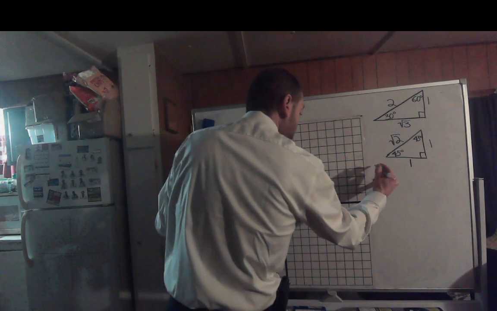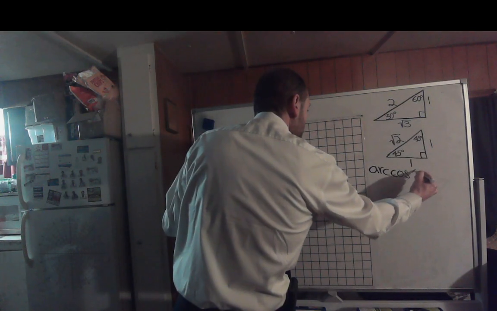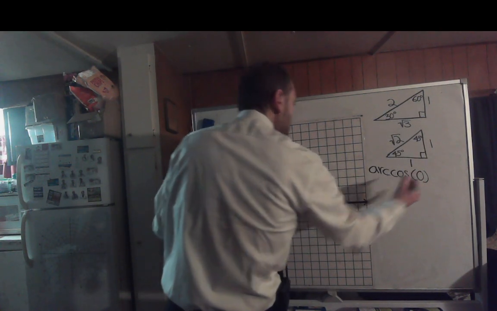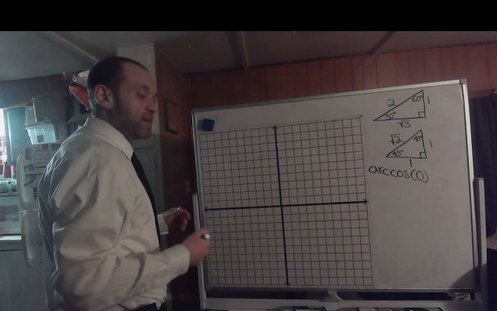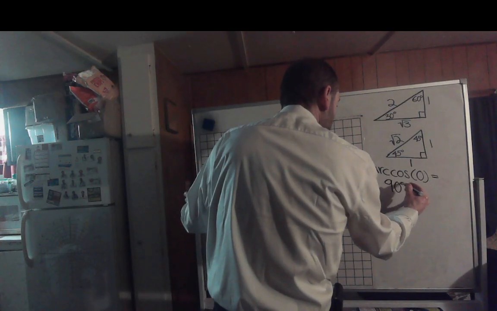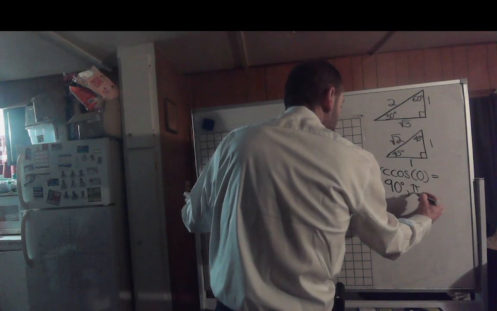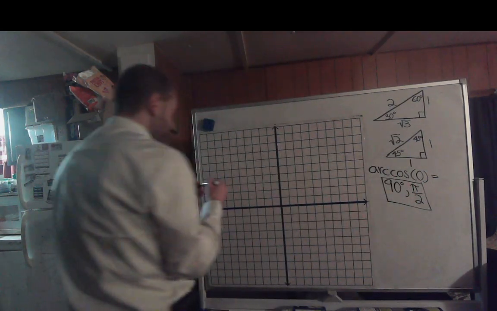Alright, now what about the arc cosine of 0? So this is asking us the cosine of what angle gives us a cosine of 0. That would be pi over 2, right? So your answer in degrees would be 90 degrees or pi over 2 radians. That would be your answer to the arc cosine of 0.